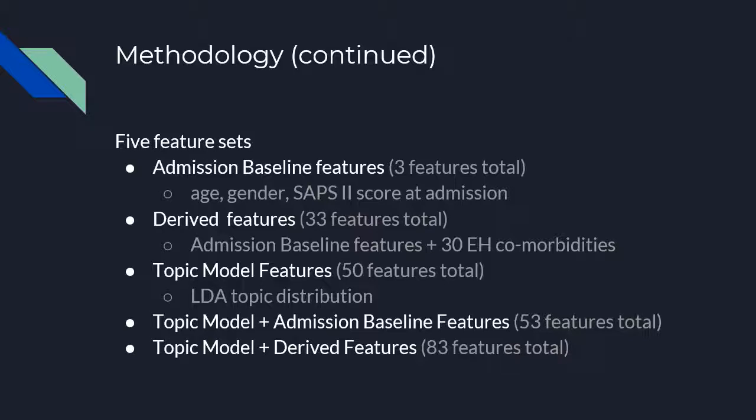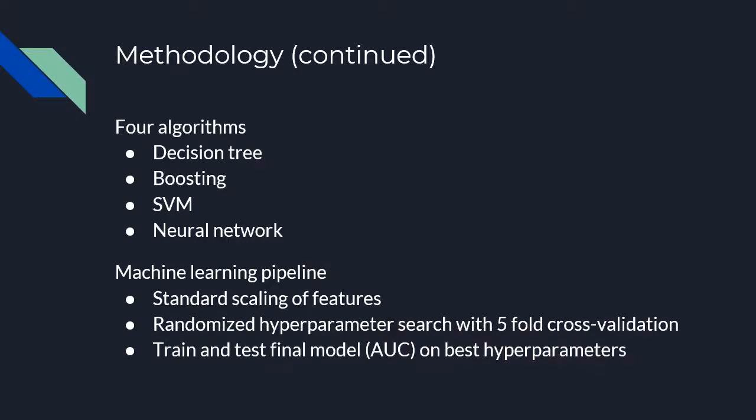Then we had derived feature sets that had 30 comorbidity scores in addition to the admission baseline features. And finally, we had the topic model features from unstructured clinical notes. And then we combined the topic model with the previous two feature sets. We compared four different algorithms: decision tree, boosting, SVM, and neural networks. For each of them, we tuned respective hyperparameters.